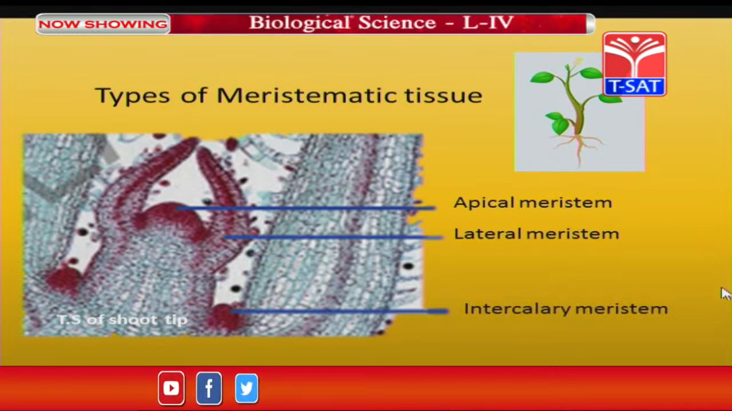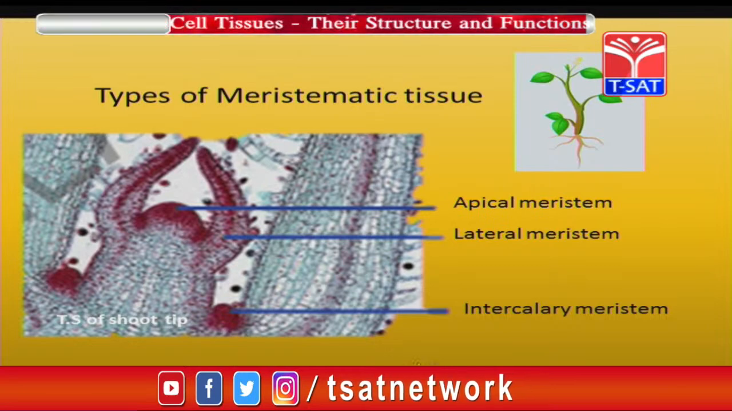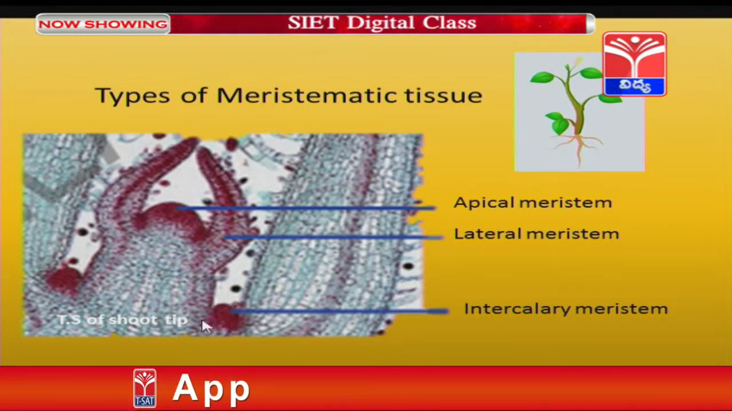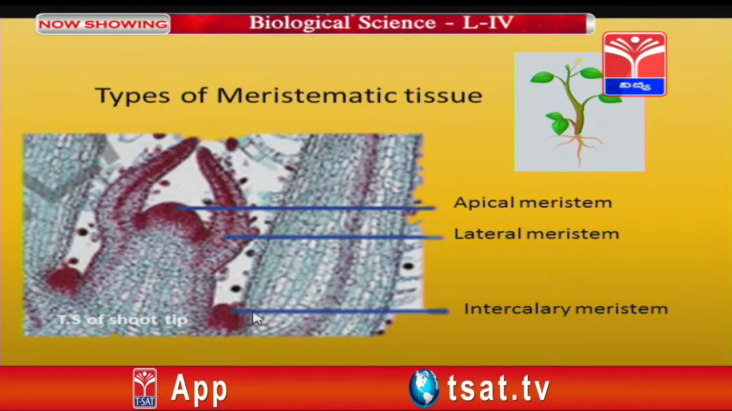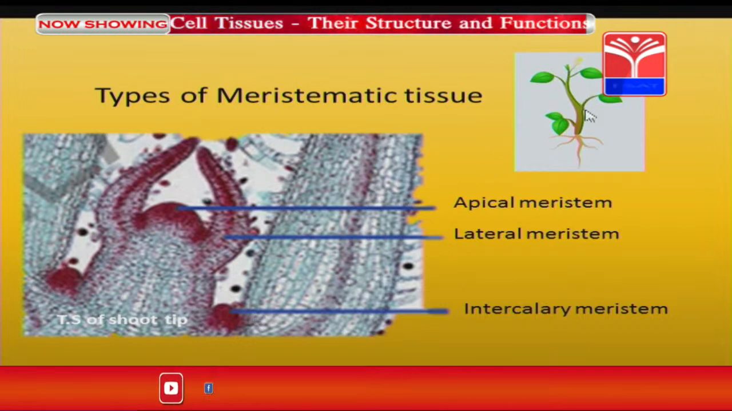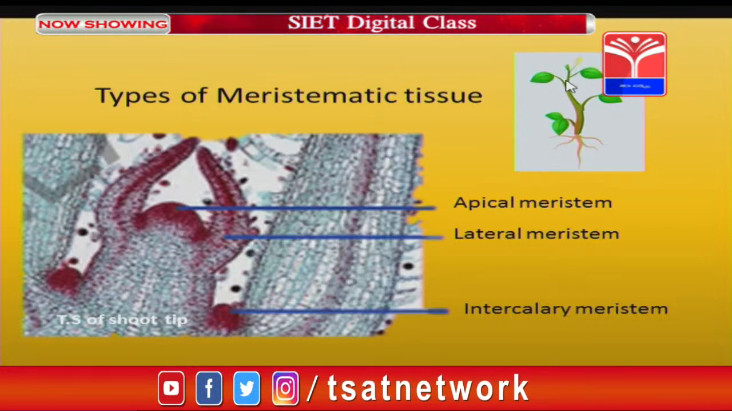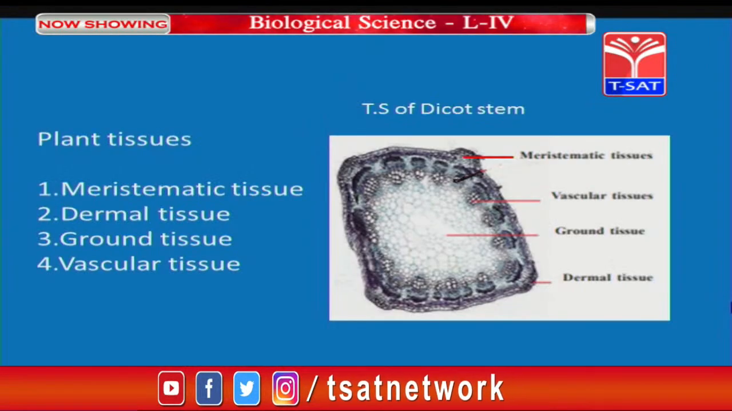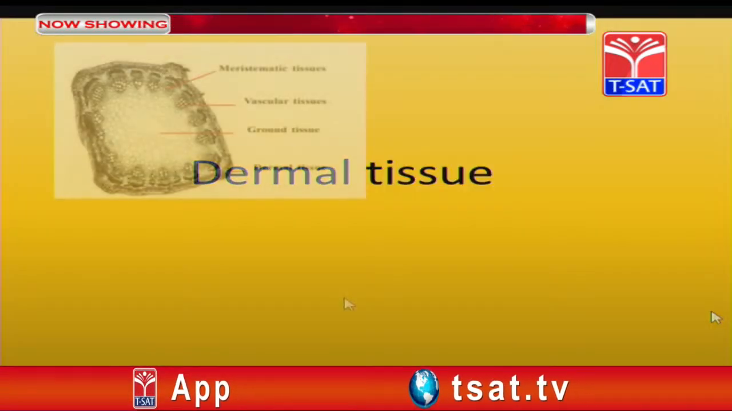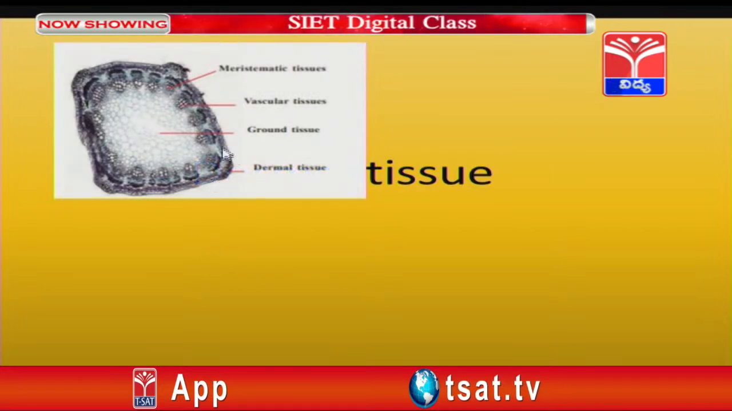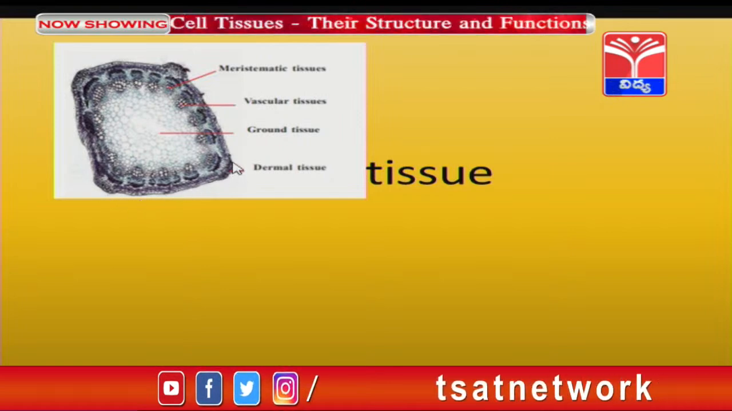Now, intercalary meristem. These tissues are present in the areas from which branching takes place, like where a new leaf, a flower or a stalk grows. Here you can see the intercalary meristems. Here, where the new branching takes place, intercalary meristem tissue is seen. Now, the second type of tissue in the plant tissues is dermal tissue. Dermal tissue in the stem, see the outer layer of the stem, this layer protects the plant body.